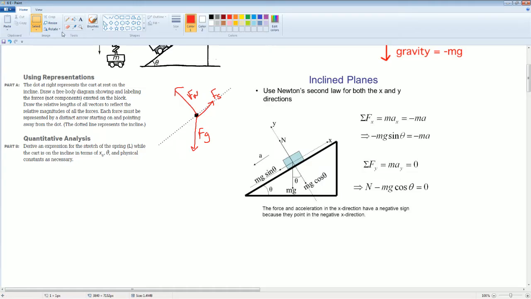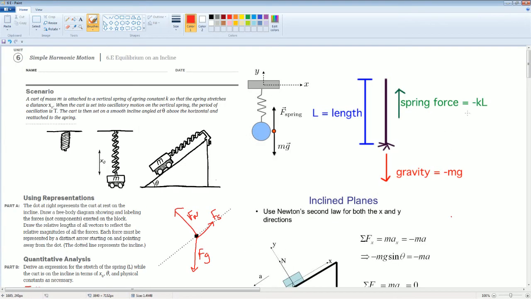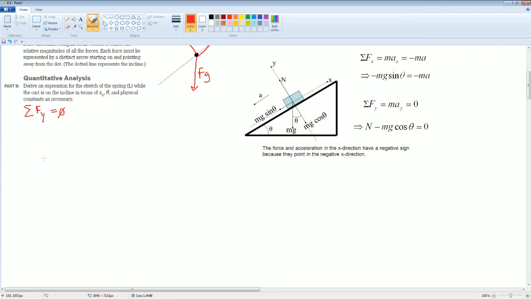So we would say that the sum of F in the y direction is going to be equal to 0. What are the forces that are acting here? Let's take a look. Force of gravity down, and what is going up against it is the spring force, negative KL. L just refers to the distance. In this case, it's x naught, because it says it right here, the distance x naught. So here it would be like this.